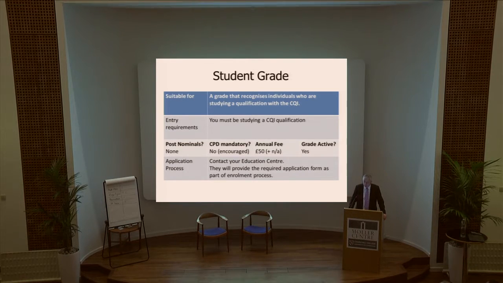Annual fee, £50. The grade is active, so people can sign up to that grade now. And the application process is, if people are interested in becoming a student member, contact the Education Centre and they'll provide you with the application form. All nice and straightforward.